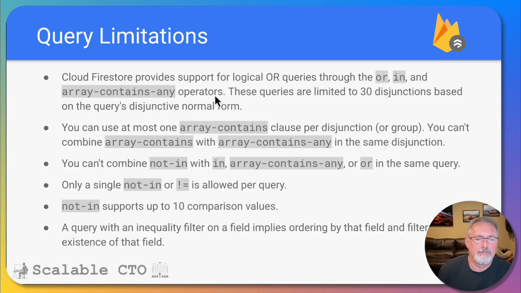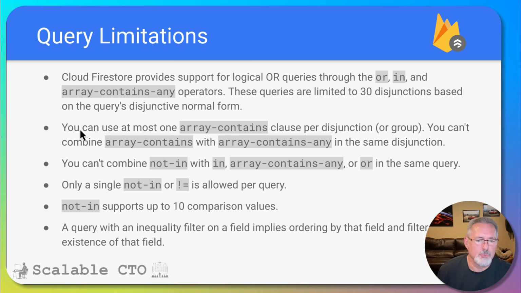So first of all, Cloud Firestore provides support for logical OR queries through the or, in, and array-contains-any operators. And these queries are limited to 30 disjunctions based on the query's disjunctive normal form. Unless you are a database expert and particularly know about Firestore, you probably don't understand exactly what that means. They give some examples in the documentation. I'm going to give you a very practical example from our application right after this. But this can be a pretty significant limiting factor if you do need to search on large numbers of values. I'll talk about that in a second.